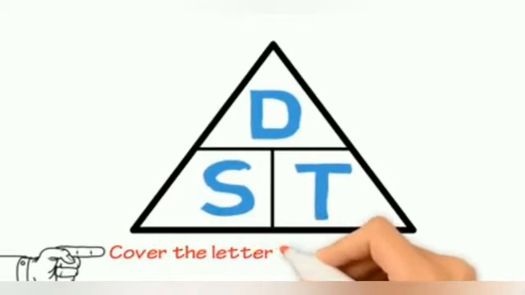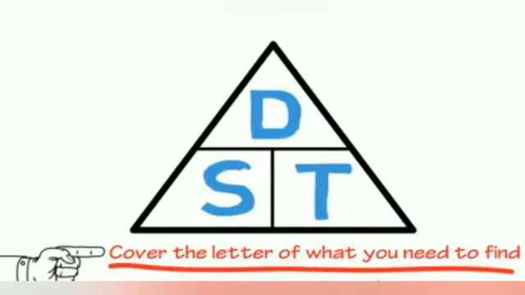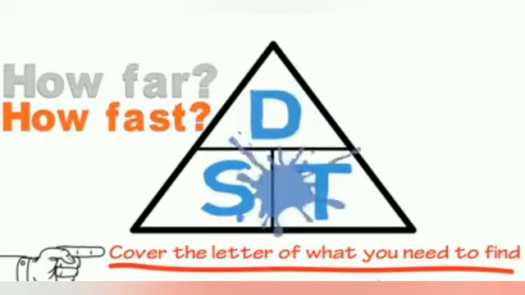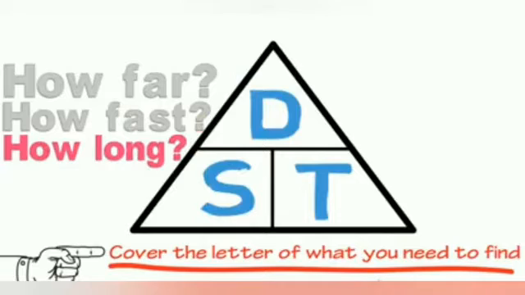You find the formula you need to use by simply covering up the letter of what it is you need to find. If the question asks you how far something travelled, you cover up D. If you are asked how fast, cover S. And for questions asking how long, cover the T for time. Here is how you should use it.